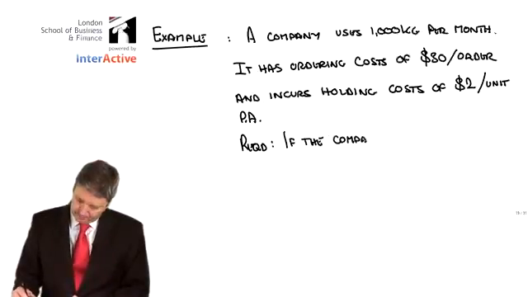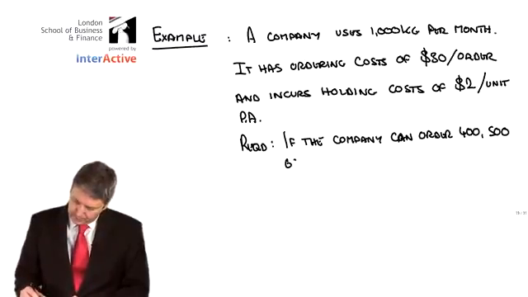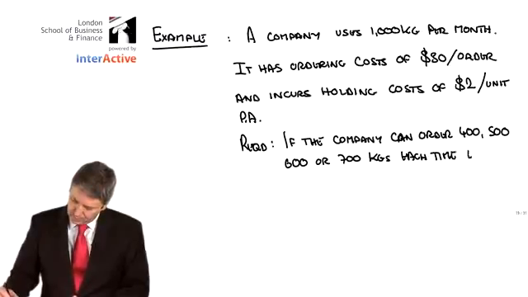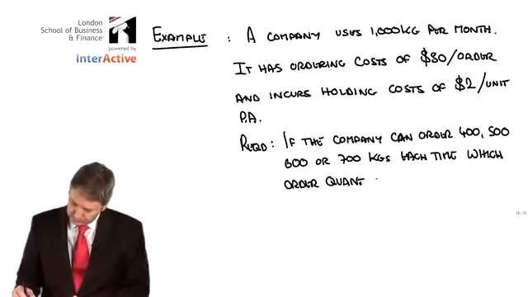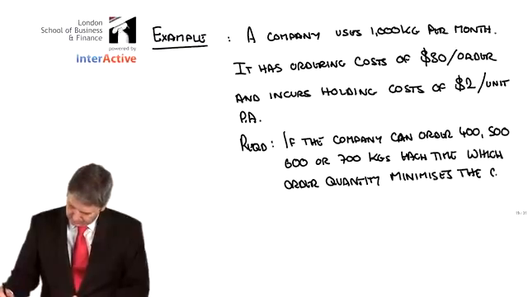If the company can order 400, 500, 600 or 700 kilos each time, which order quantity minimizes the costs?